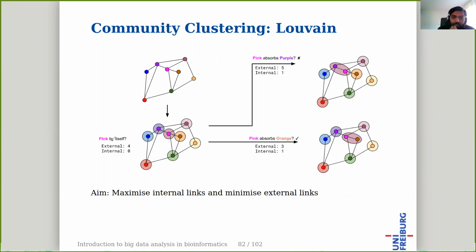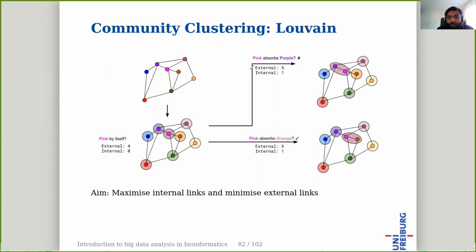Now what we do here is, for each node, we compute so-called internal and external links. The aim is to maximize the internal links and minimize external links. For example, for the pink node, we have one external link, two, three, four external links, and there are no internal links, because there is no other node in this cluster. That means there are zero internal links. Now we try to maximize the internal links and minimize the external ones.